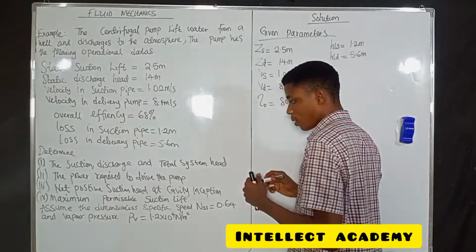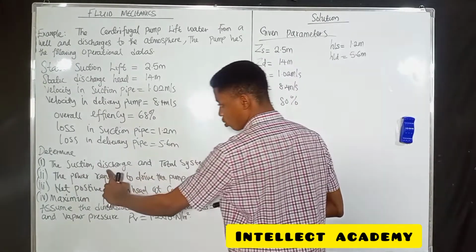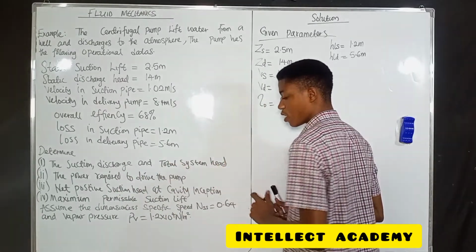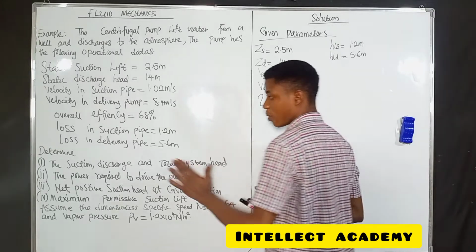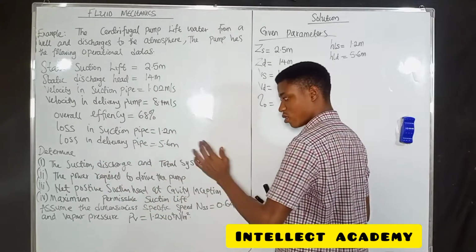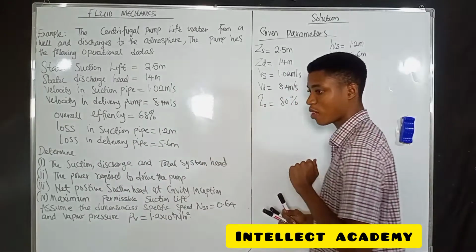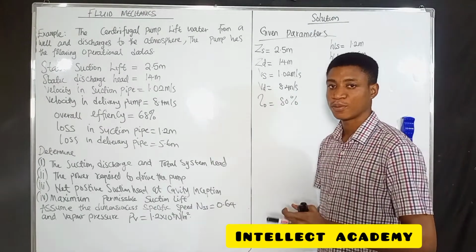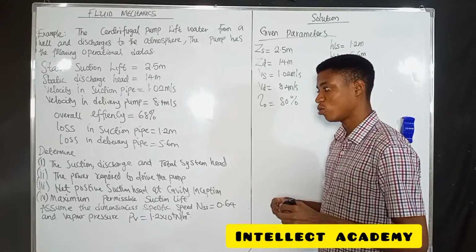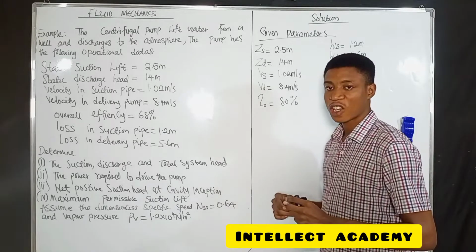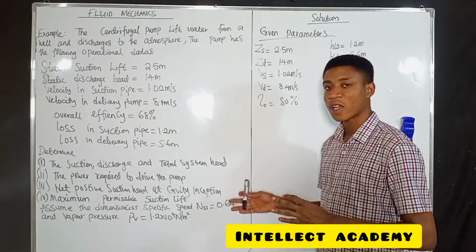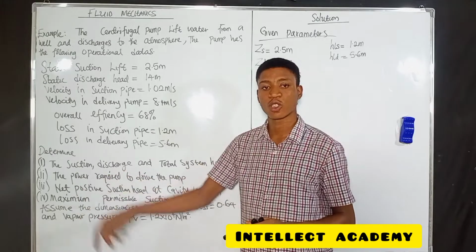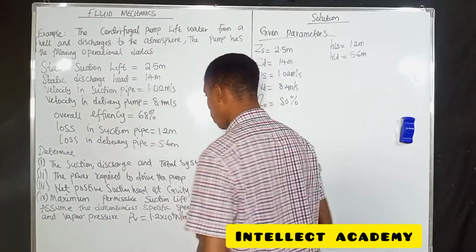Now, they say what we are to determine. They say determine the suction head, the discharge head, and the total system head. In our last video, we gave an expression for the suction head, the discharge head, and the total head. We said that the total head is the discharge head subtracted from the suction head. So we're going to give our values for this.